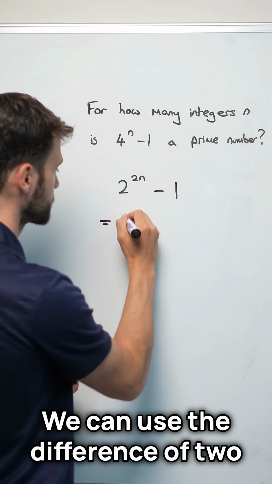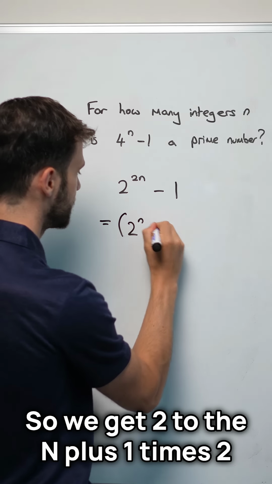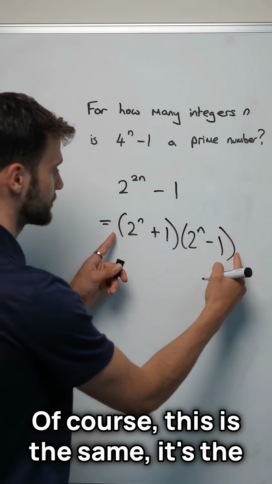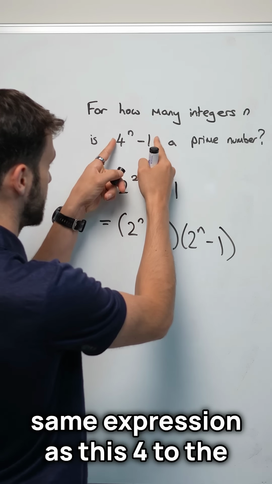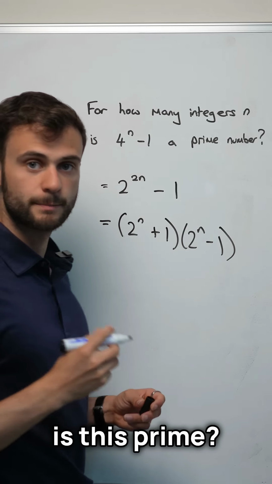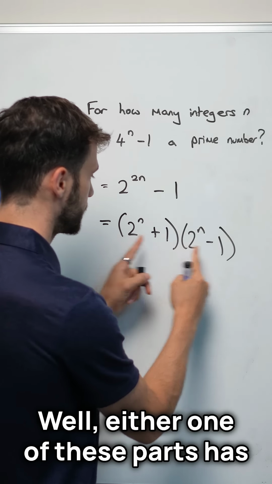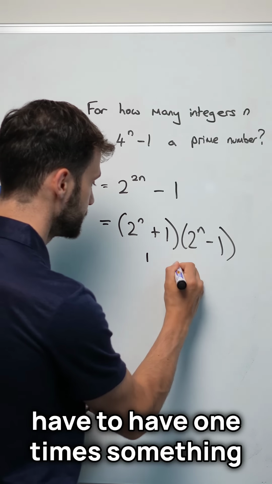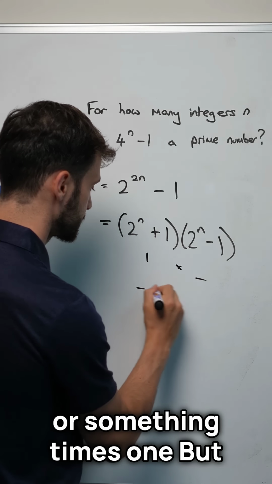We can use the difference of 2 squares here. So we get 2 to the n plus 1 times 2 to the n minus 1. Of course, this is the same expression as this 4 to the n minus 1 at the beginning. So when is this prime? Well, either one of these parts has to be 1 and the other one has to be the prime number. So we're going to have 1 times something or something times 1.